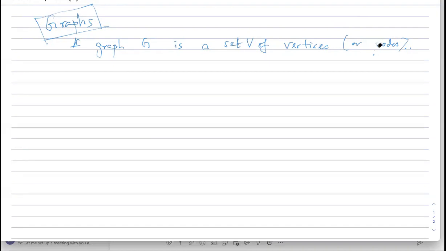So what is the definition of a graph? A graph G is a set V of vertices, also known as nodes, so nodes or vertices. A graph is a set of vertices and a set E of edges that connect them.